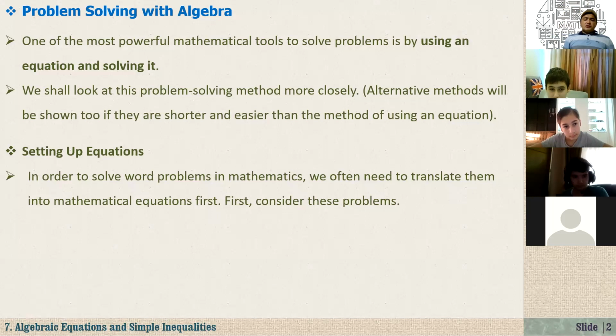Okay. So one of the most powerful mathematical tools to solve problems is by using an equation and solving it. Using an equation and solving it means using algebra to solve the problem. That is one of the most important and most powerful tools. And a lot of problems in physics, in chemistry, in biology, in science, in engineering, whatever it is, in business, they are solved using algebra. So we shall look at this problem solving method more closely. Alternative methods will be shown too if they are shorter and easier than the method of using an equation.